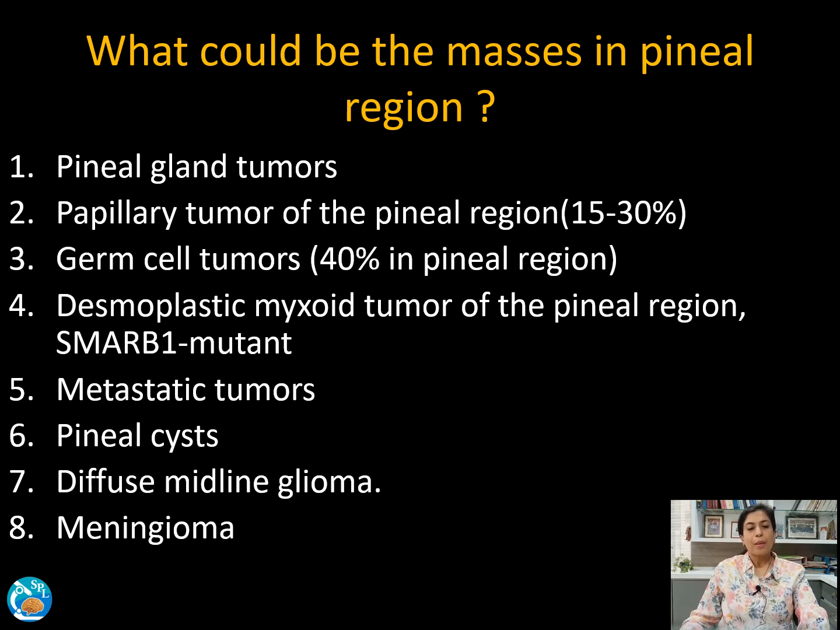The second is the papillary tumor of the pineal region, which accounts for 15 to 30%. Next is the germ cell tumors, which account for 40% of the tumors in the pineal region. Fourth is the desmoplastic myxoid tumor of the pineal region. Next is metastatic tumors, and the non-neoplastic lesions such as the pineal cyst. One should not forget diffuse midline glioma, because the location of the pineal gland is in the center or the midline. So one must always take into account the diffuse midline glioma. And lastly is the meningiomas.